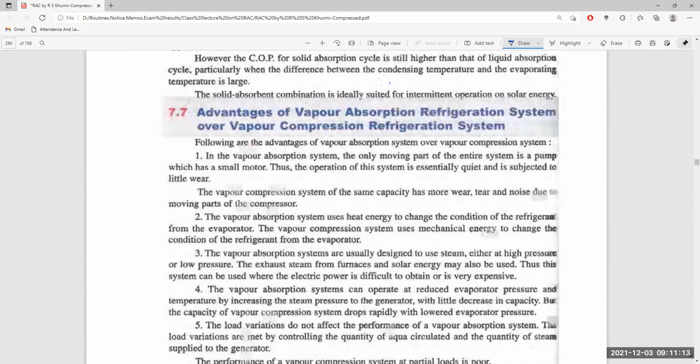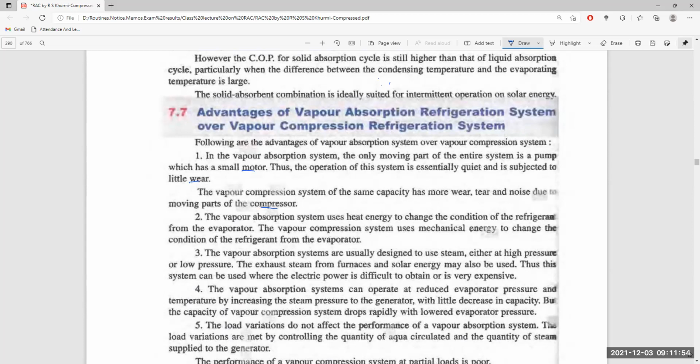In the vapor absorption system, the only moving part of the entire system is a pump, which has a small motor. So the operation of the system is essentially quiet and subject to very little wear. But the vapor compression system of the same capacity has more wear and tear and noise due to the moving parts of the compression. Here, in the vapor absorption refrigeration system, there is only one moving part, the pump, whose required capacity is not that high, and it has a small motor to run it only to maintain the flow of refrigerant and nothing else.